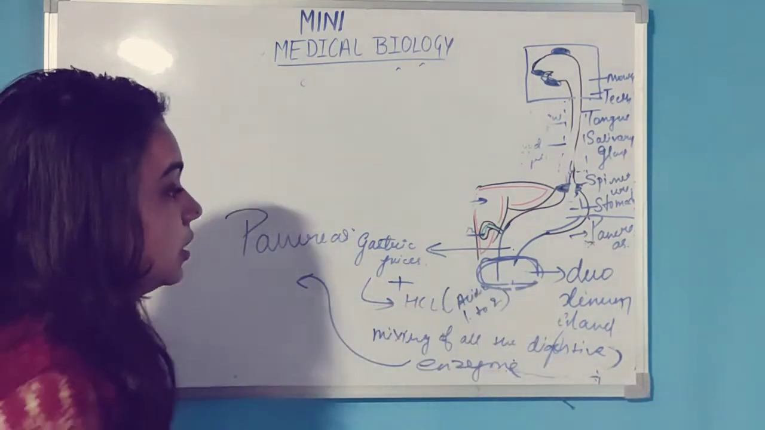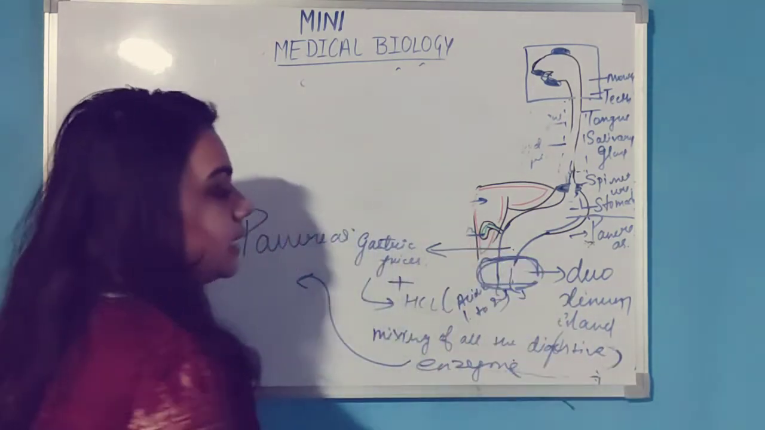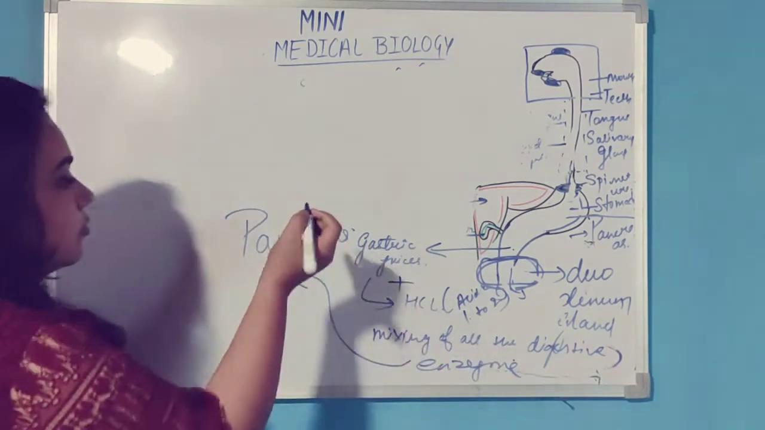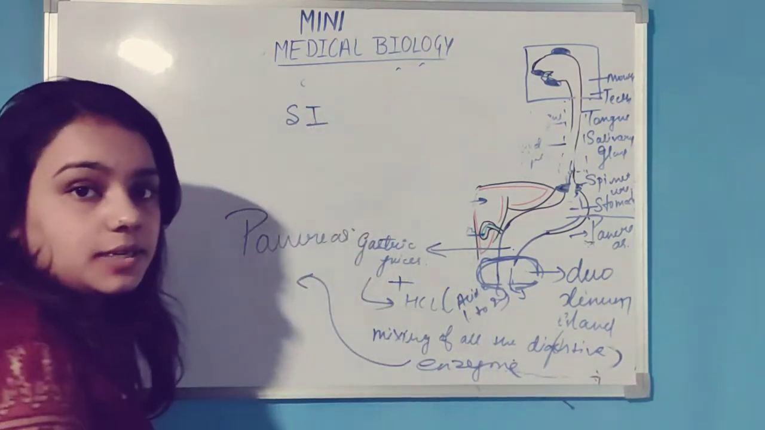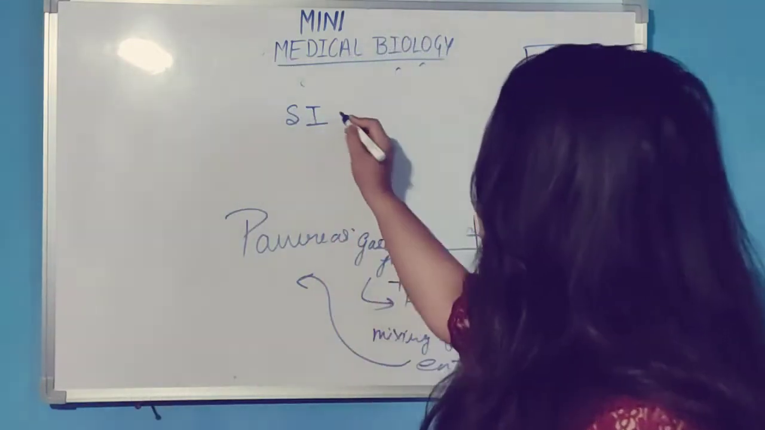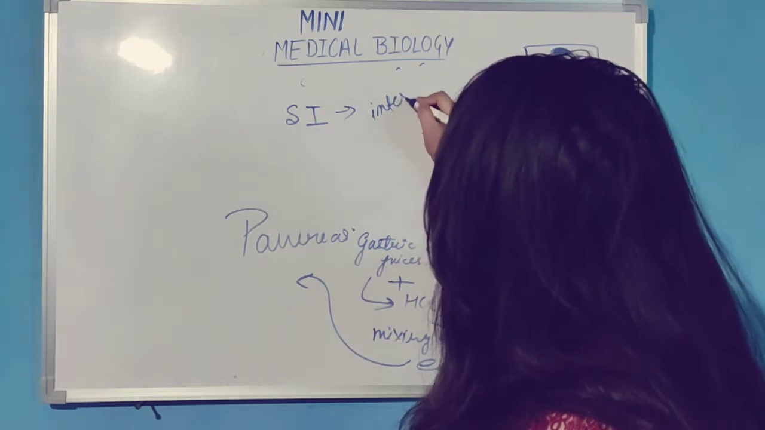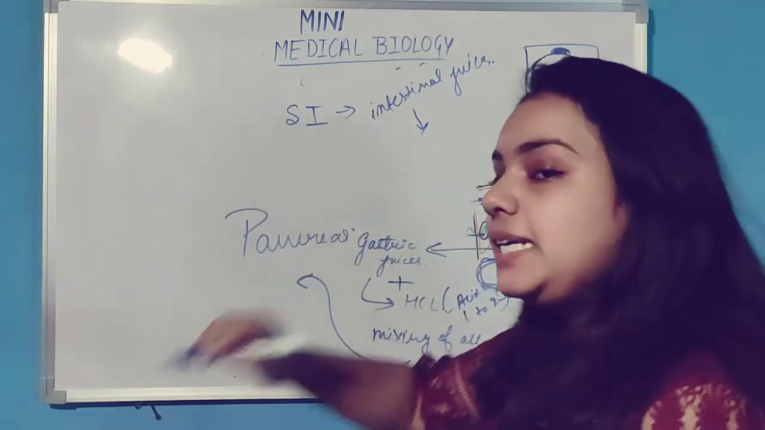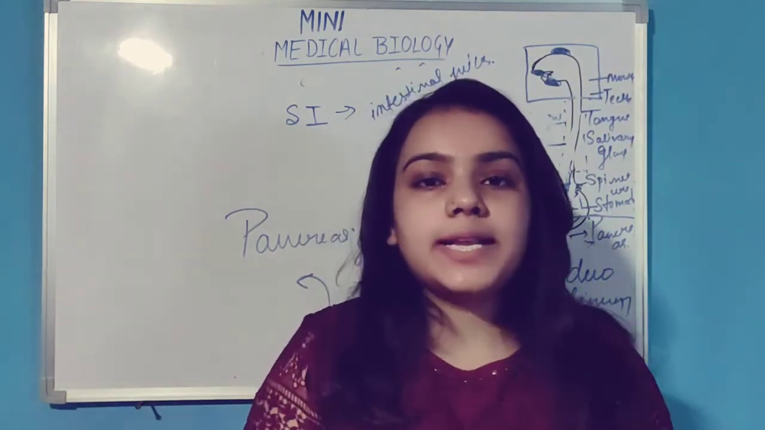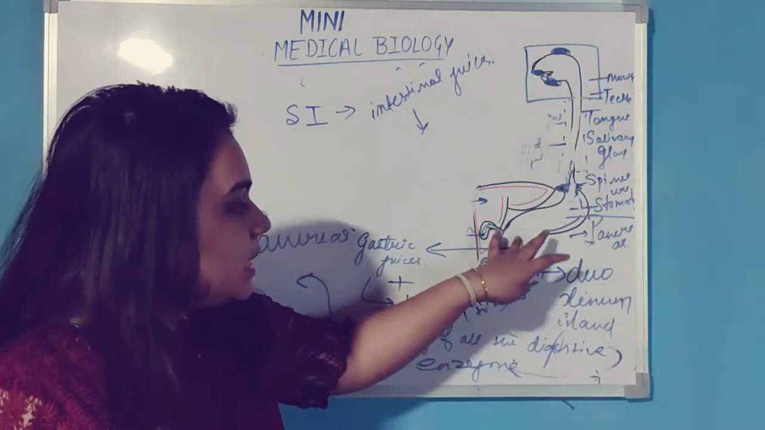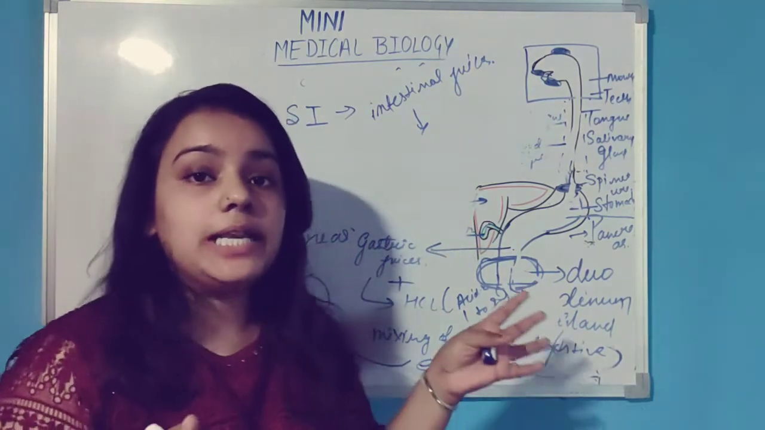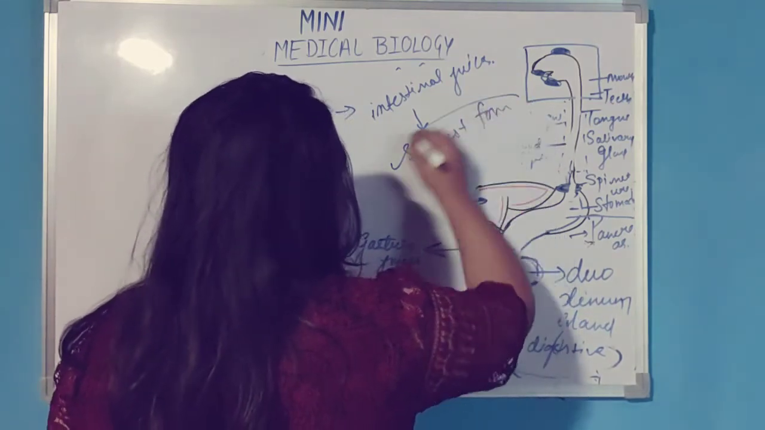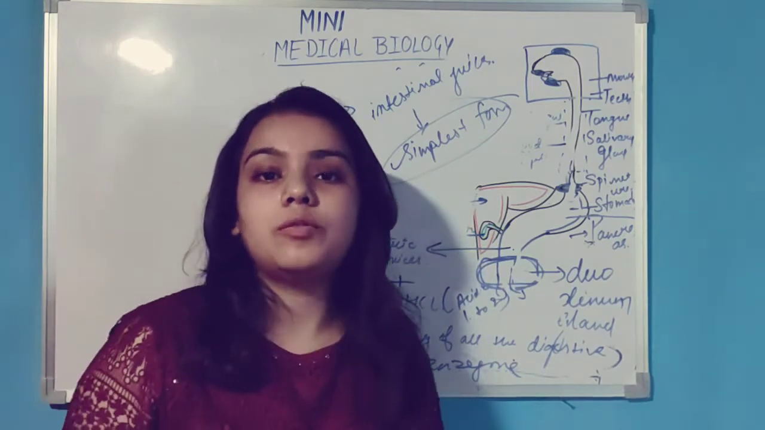Okay, so digestion in the duodenum region is completed, and after the duodenum region, the food will move to the organ called the small intestine. In the small intestine, we still have some intestinal juices which complete the digestion process. Whatever undigested food remains, the intestinal juices will degrade into the simplest form. And you must know what the simplest form of the food is.